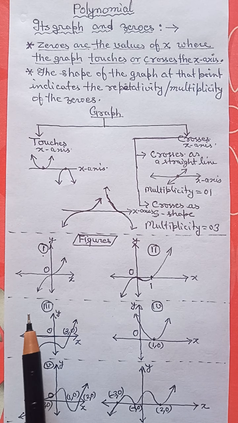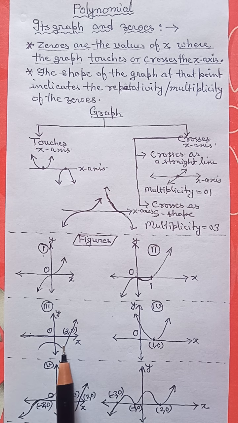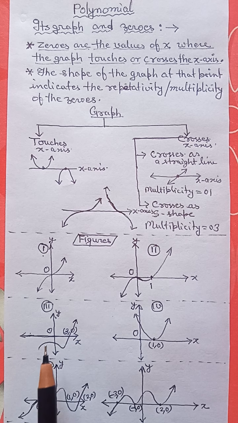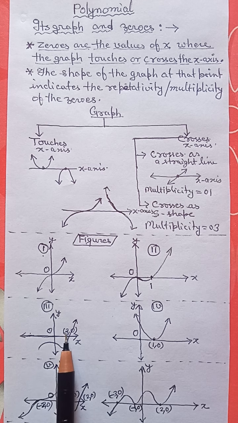Now let us look at the third figure here. Here the graph of the polynomial crosses the y-axis. So it is not a zero. It crosses the x-axis here. That means at (3, 0). Therefore, x equal to 3 is a zero of the polynomial. Now, the multiplicity of 3 is 1. Why? Because it crosses the x-axis as a straight line.